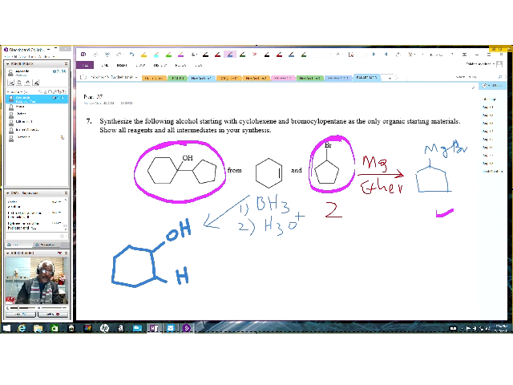So at this point, just like you guys already told us, we now use PCC. Excellent. We use PCC to oxidize the alcohol to a ketone.